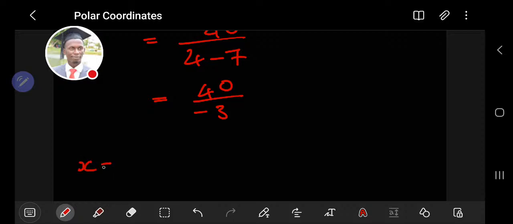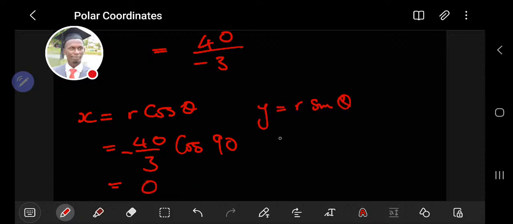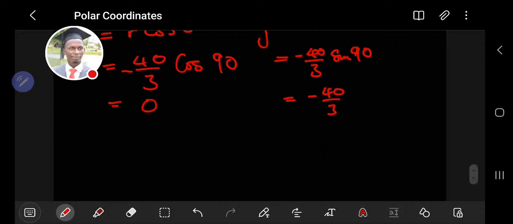So X is equal to R cos theta. And then R is 40 over 3, negative. Then we have cos 90. Cos 90 is 0, so this whole thing becomes 0. How about Y? Y is R sine theta. R is 40 over 3. Then we have sine 90. Sine 90 is 1. Y comes out as negative 40 over 3. So the first vertex is going to be at 0, negative 40 over 3.